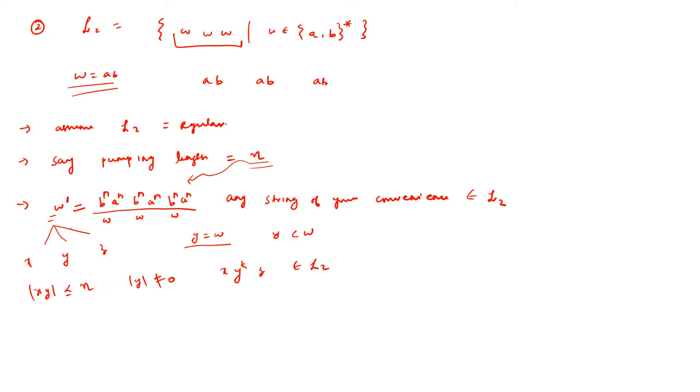So here I have changed the symbol. I'm calling the strings that belong to L2 as w prime, and w prime is of the form w w. Now what is w? W is b^n a^n, and the pumping length is n. So what is the length of w? You have n b's followed by n a's, right? So the length of w is 2n. Now what I am claiming is you cannot make y equal to w. Y is always a substring of w.